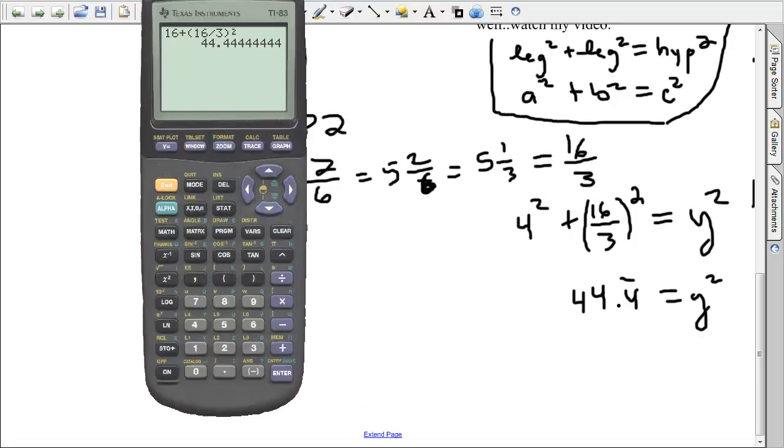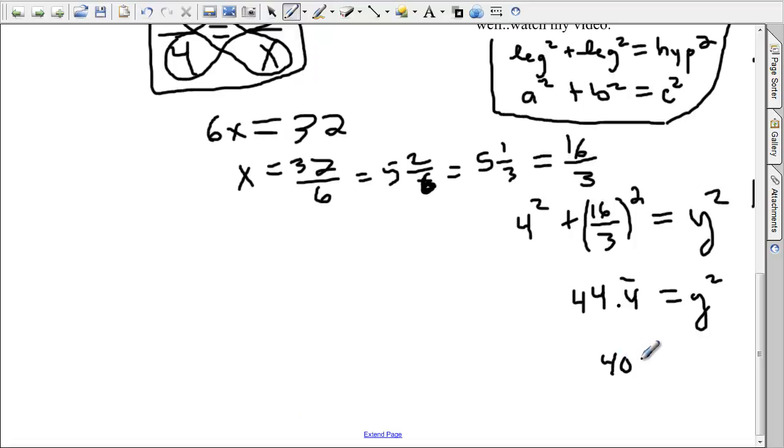Now, I did want to show you something. If we hit math, frac, aha, we will get 400 over 9 equals y squared. Now, I did just want to mention something here. Notice 400 is a perfect square. Like, what times itself makes 400? Well, 20 times 20 makes 400, right? Notice 9 is a perfect square too.